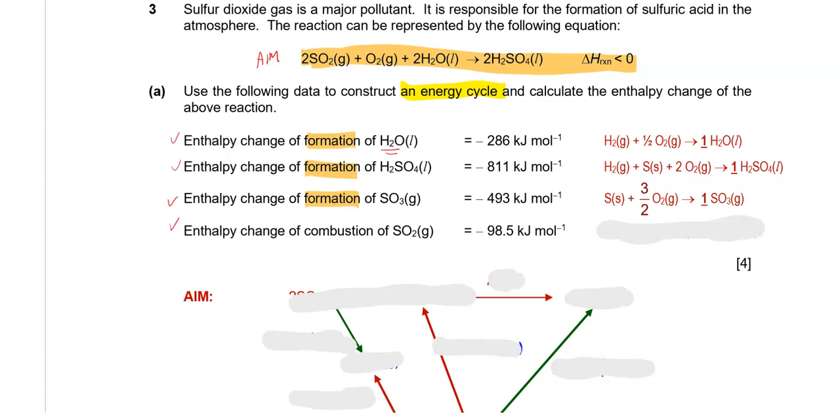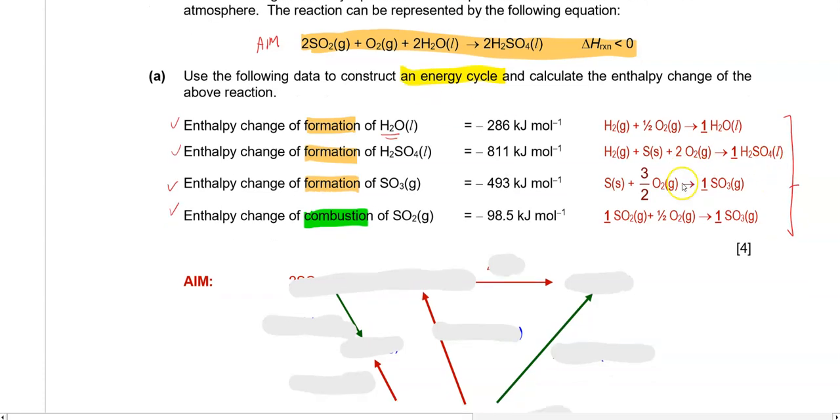Last but not least is combustion. The definition is slightly different. It's 1 mole of your compound or substance being completely burned in excess oxygen. So in this case, it's completely burned to form SO3 gas. So it's necessary that you do this as a preemptive step first, so that you know how to link this up.